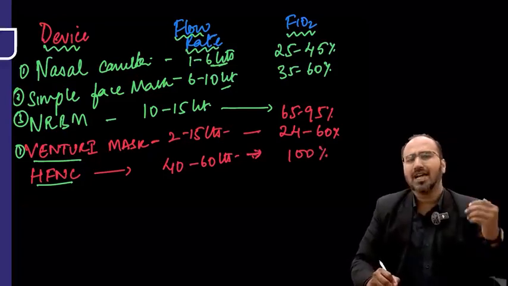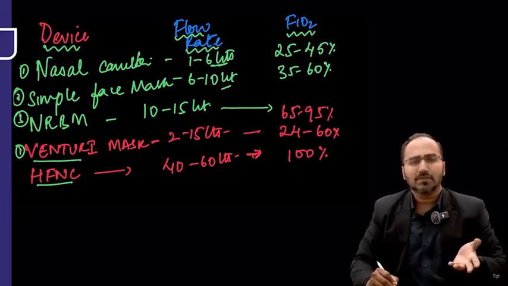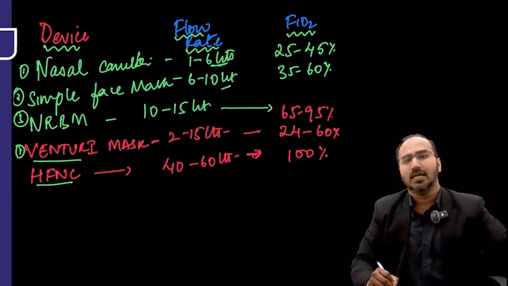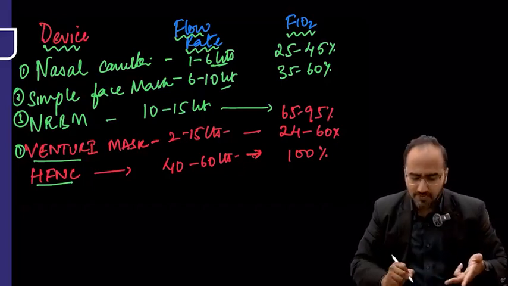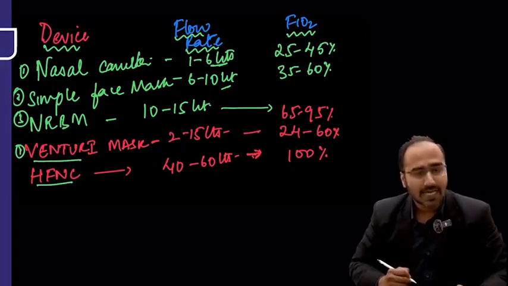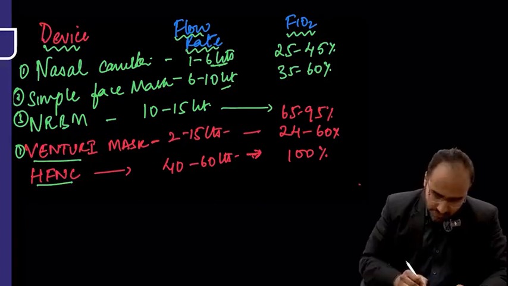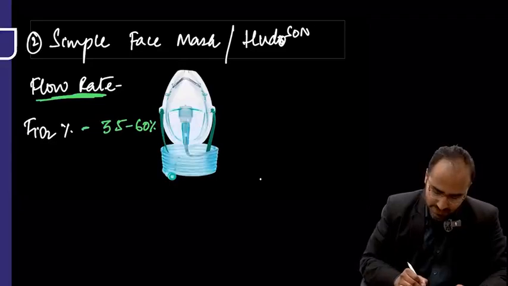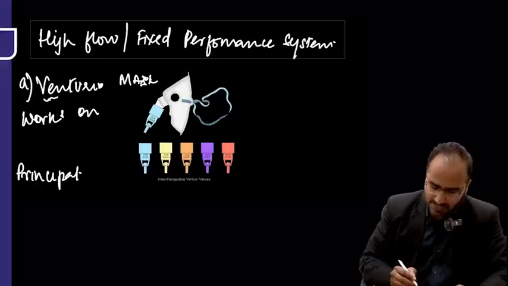So remember, guys, stepwise: nasal cannula 1 to 6 liters, then simple face mask 6 to 10 liters, then NRBM 10 to 15 liters. Done. High flow means you are having two devices. What two devices? The Venturi mask and the high flow nasal cannula. Now, guys, what do we need to remember? This is the nasal cannula, guys. This is the simple face mask, right? This is the non-rebreathing bag, right? And this is the Venturi mask.